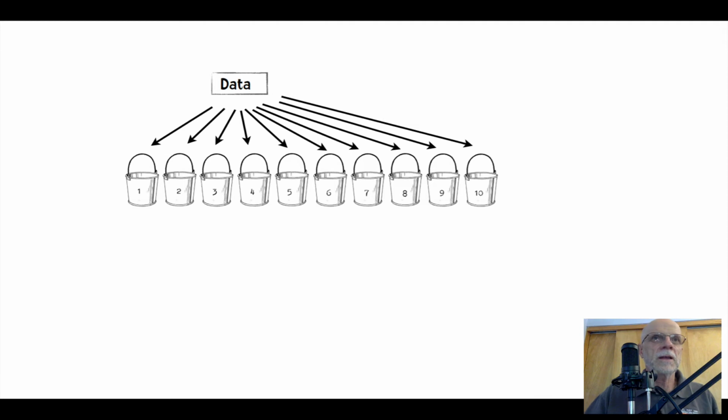So if 90% of the people don't have this disease and 10% do, we make sure that those buckets represent that split, that 90% of the people in bucket 1 don't have whatever we're testing and 10% do. So we're stratifying the sample.